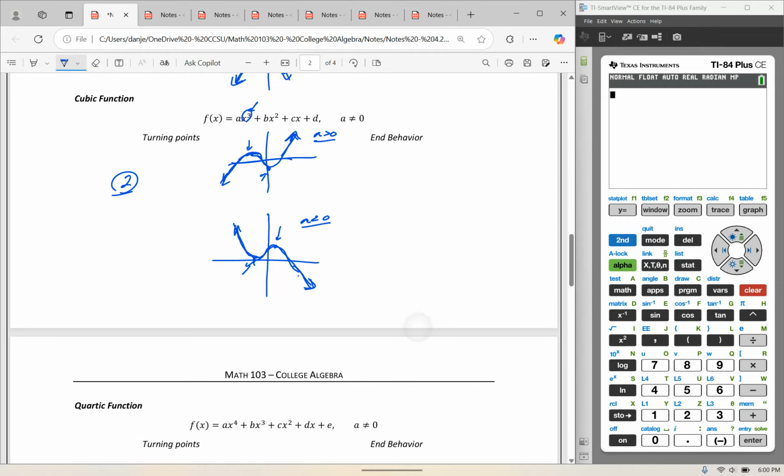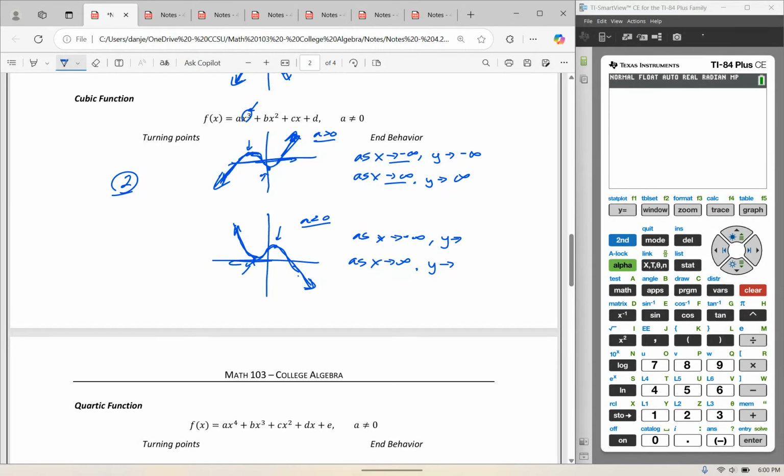To look at the end behavior, again, when a is positive, we're going to look at as x is approaching negative infinity or as x is approaching positive infinity. If we look farther to the left, we look farther to the right. What is y doing? As we look to the left, notice that y is approaching negative infinity. As we look farther to the right, y is approaching positive infinity. When a is negative, we're going to look to the left and we're going to look to the right.